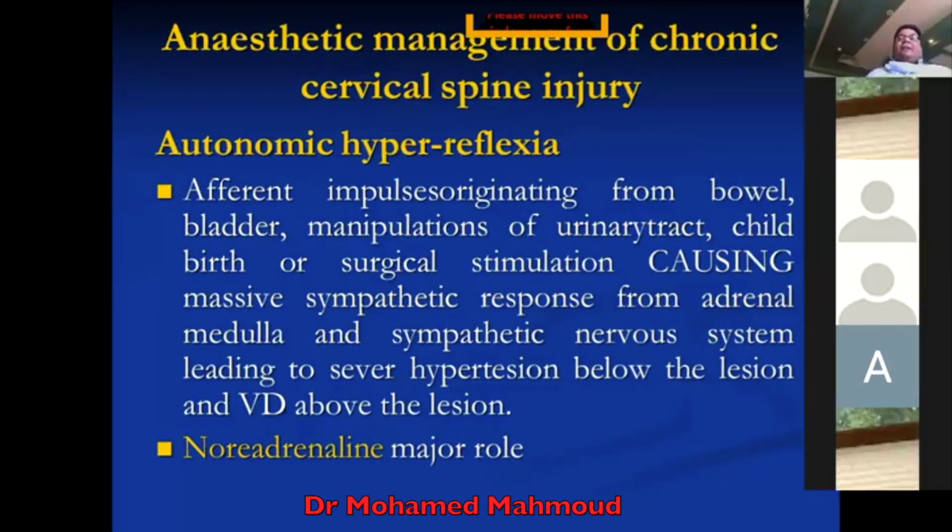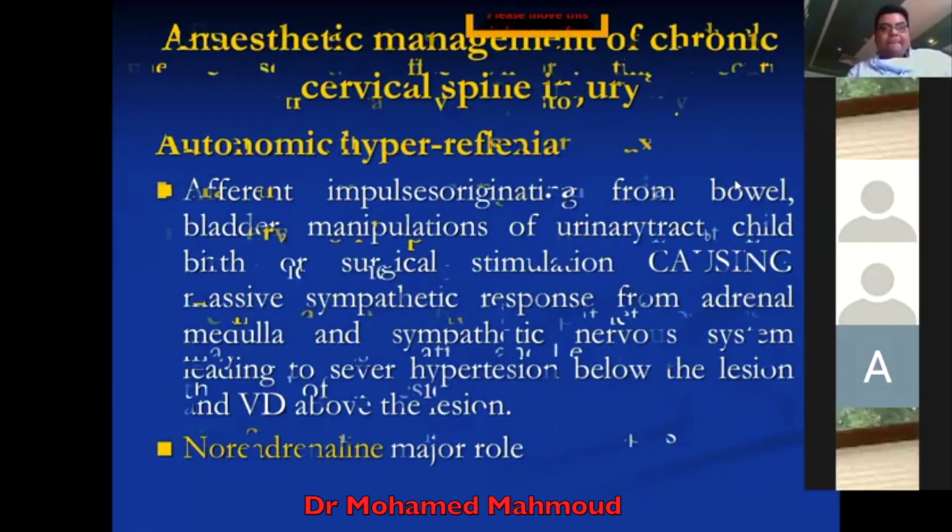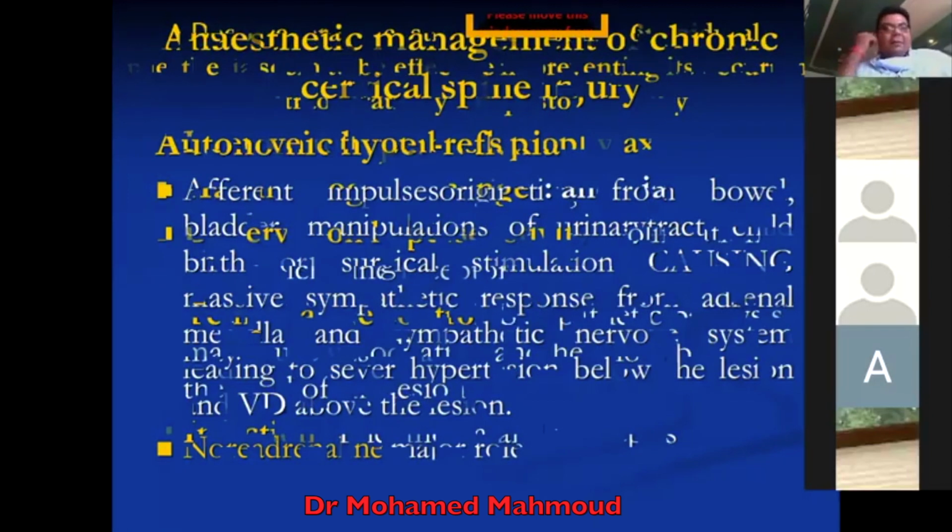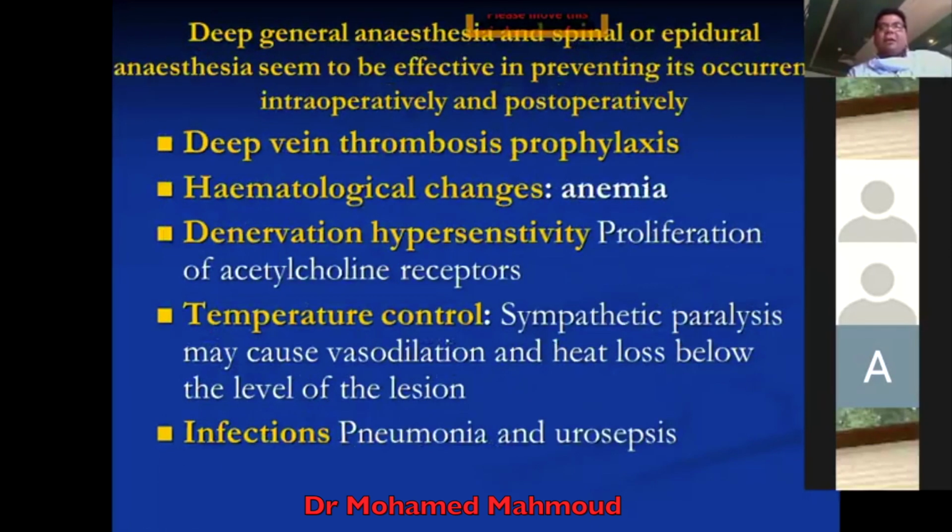Anesthetic management of chronic cervical spine injury should take care of autonomic hyperreflexia, where afferent impulses originating from the bowel, bladder, manipulations of the urinary tract, childbirth, or surgical stimulation lead to a massive sympathetic response from the adrenal medulla and the sympathetic nervous system, causing severe hypertension below the level of the lesion and vasodilation above the level of the lesion. This may lead to severe hypertension, pulmonary edema, myocardial infarction, and cerebral hemorrhage. Noradrenaline has a major role because of extreme catecholamine release from the adrenal medulla. Deep general anesthesia and spinal or epidural anesthesia seem to be effective in preventing the occurrence of autonomic hyperreflexia.